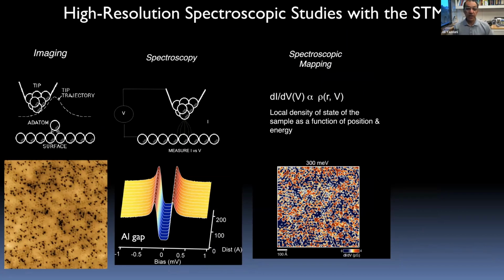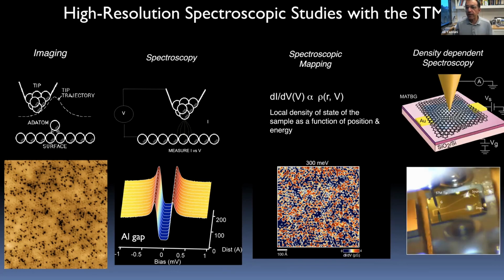Okay, so you're all very familiar with STM, so I won't belabor the point about being able to do atomic imaging and atomic resolution spectroscopy at millikelvin temperatures. This is basically spectroscopy limited by the temperature of your electrons, and having the ability to do spectroscopic mapping with the STM.